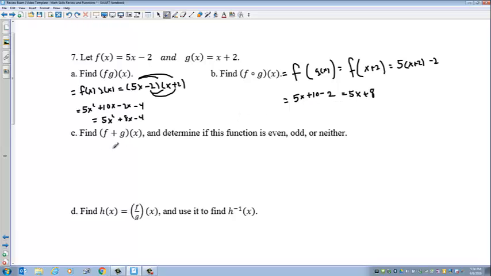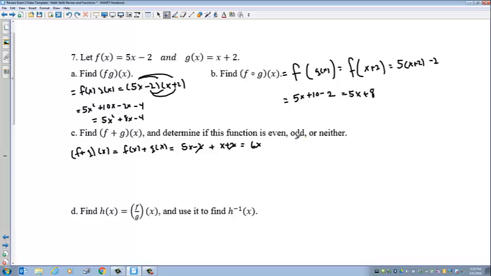Down here, we do f plus g of x. So that, we want to add 2 functions. So f plus g of x, what does that equal to? That's just equal to f of x plus g of x. And so that's equal to 5x minus 2 plus x plus 2. And then we just combine like terms. And so 5x plus x is 6x. And notice the 2's are going to cancel, so you just get 6x back.